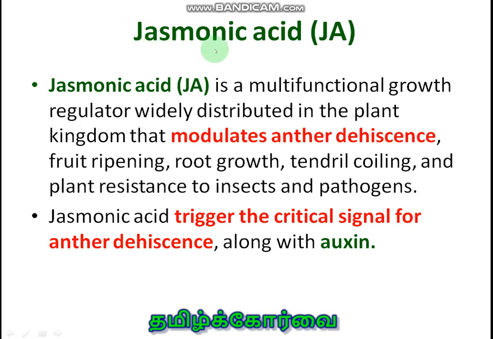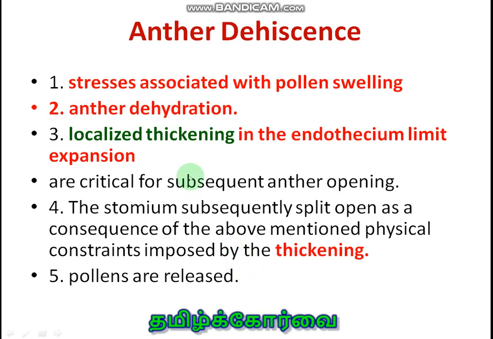The dehiscence is triggered by jasmonic acid. Jasmonic acid is a multifunctional growth regulator that modulates the anther dehiscence. Jasmonic acid triggers the critical signal for the anther dehiscence along with auxin. Anther dehiscence. So these are the factors, one by one, that contribute to the anther dehiscence.